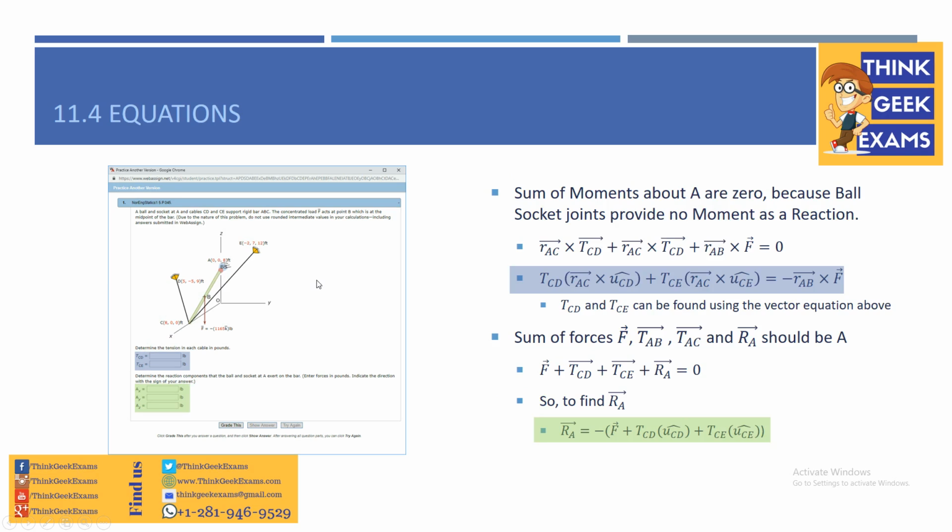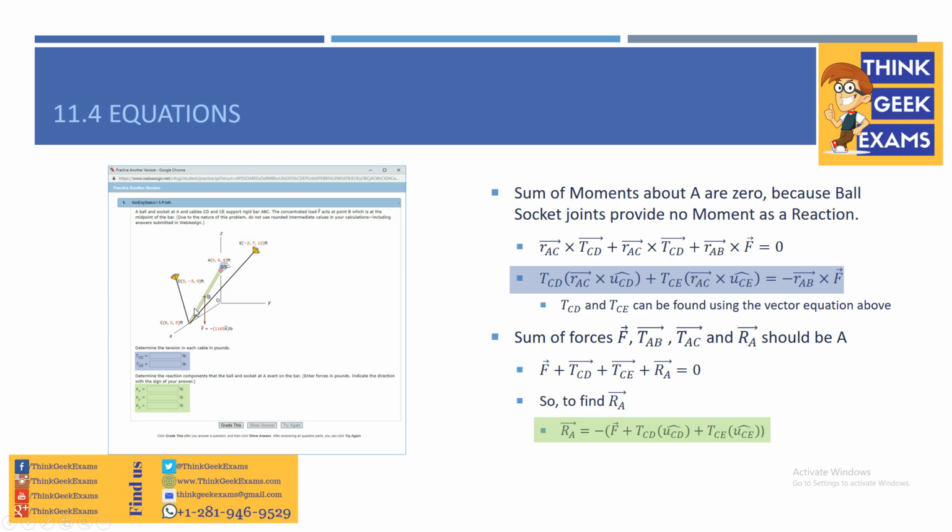Let's get some theory out of the way. A ball and socket has a reaction moment of 0. So whatever moments are being created by the tension forces and the force F, those moments have to sum up to 0 because the ball and socket doesn't provide any moment whatsoever. So that's the first equation.